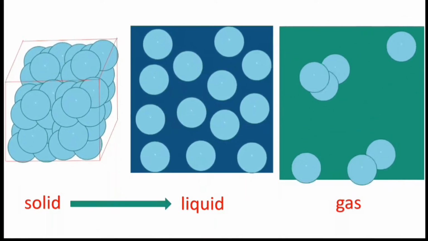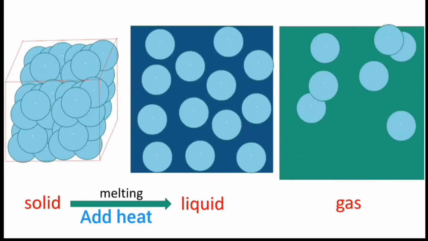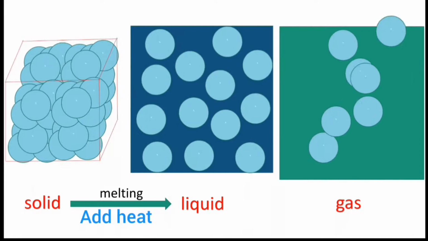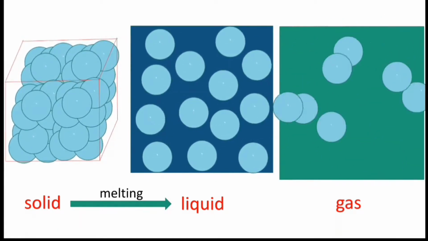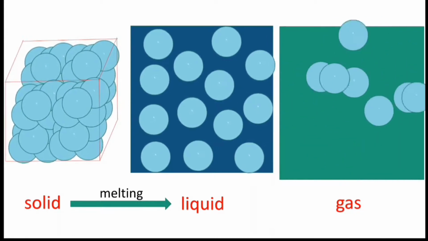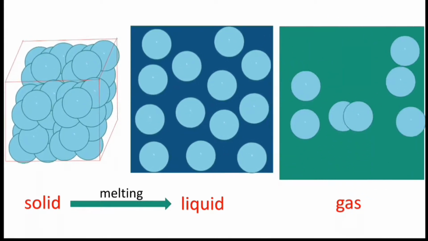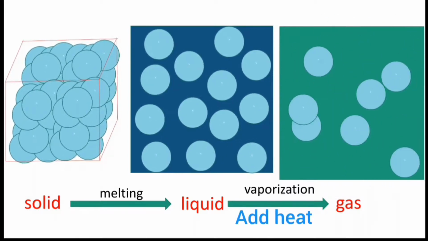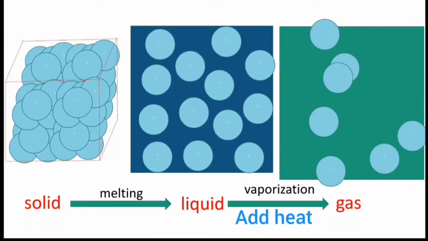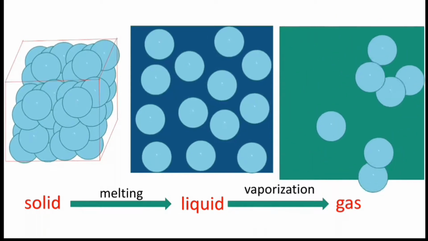So the name of the process where a solid converts into a liquid is called melting. Melting requires heat energy. So the solid must absorb heat energy and then it can convert into a liquid. You carry on heating a liquid, some of the particles of the liquid gain enough energy, they become a gas. We call that process vaporization.